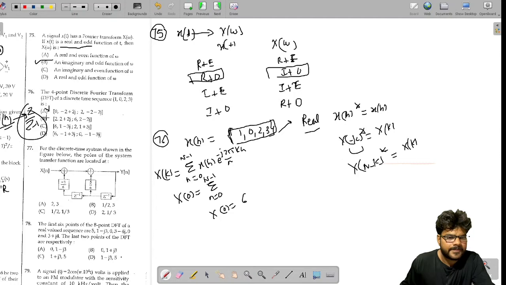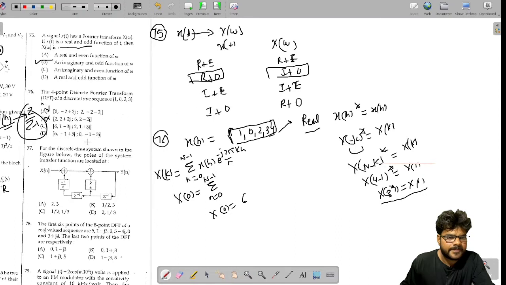So A and B cannot be the option, only C and D will be correct. If you put n equals 1, or k equals 1, then x of 4 minus 1 conjugate is going to be x of 1. So x of 3 conjugate is going to be x of 1. So the first and third elements are conjugates of each other.